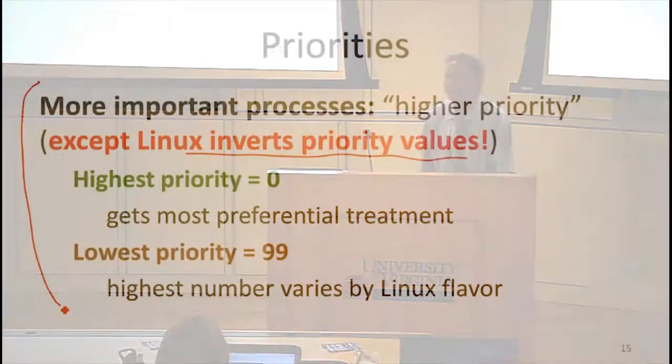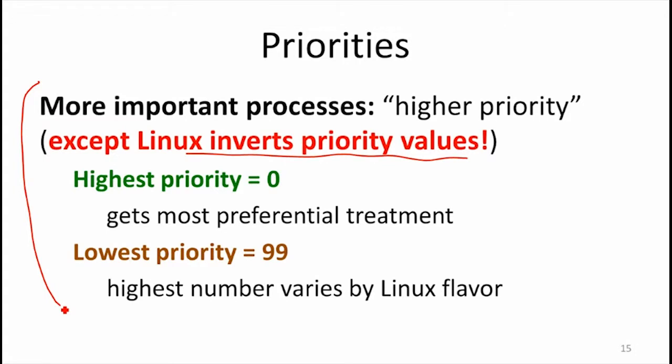The way Unix does priority numbers, they're sort of backward. The lower number actually means higher priority, so the highest priority is zero. Sometimes you can actually have negative priorities on some flavors of Unix. The lowest one is the highest number, which also varies, but usually it's either 99 or some bigger number than 99.